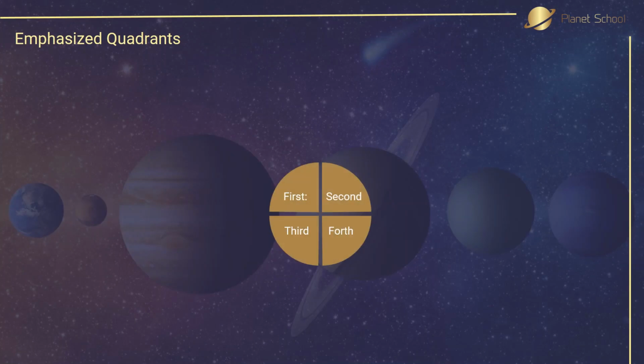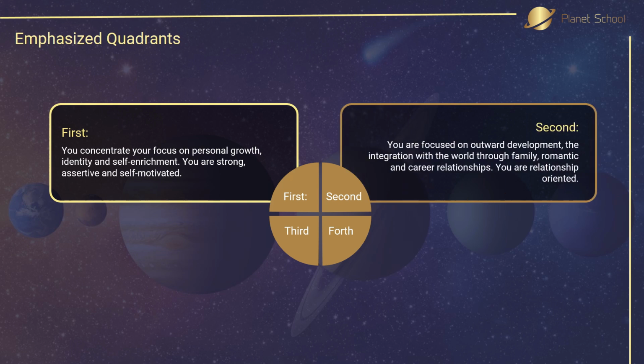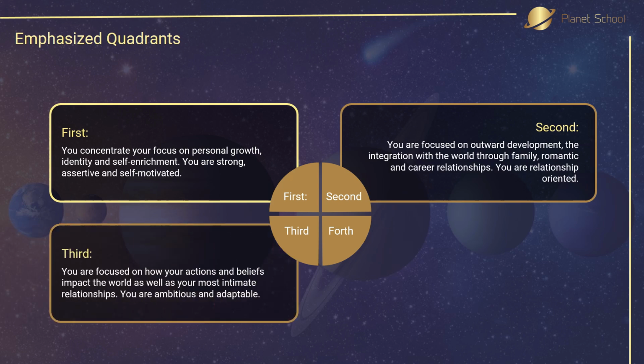Emphasized quadrants. First, you concentrate your focus on personal growth, identity and self-enrichment. You are strong, assertive and self-motivated. Second, you are focused on outward development, the integration with the world through family, romantic and career relationships. You are relationship-oriented. Third, you are focused on how your actions and beliefs impact the world as well as your most intimate relationships. You are ambitious and adaptable.